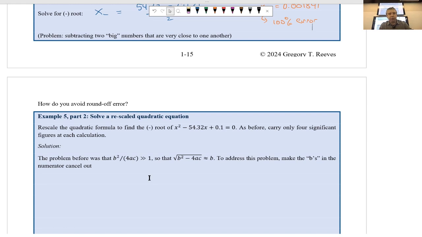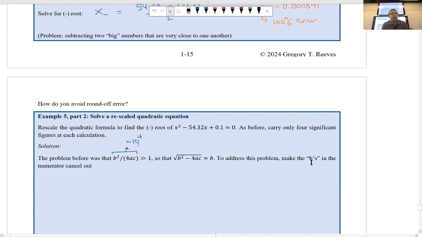Right? So the problem before was that I had b squared over 4ac being much greater than 1. Because b squared over 4ac was roughly 10 to the 4th power. Right? And so that made it so that the square root of the discriminant was approximately equal to b. Right? So we want to make the b's in the numerator cancel out.